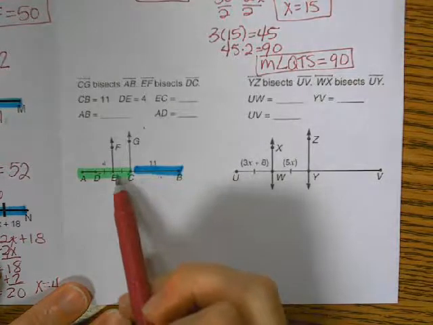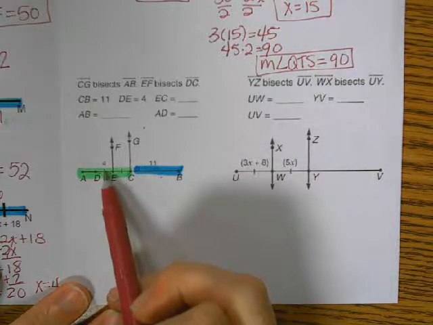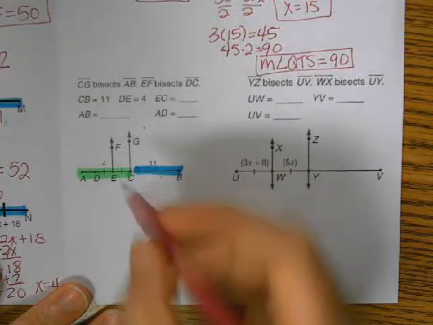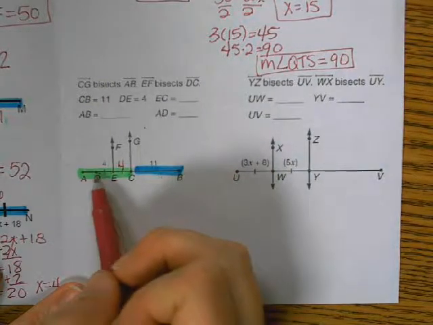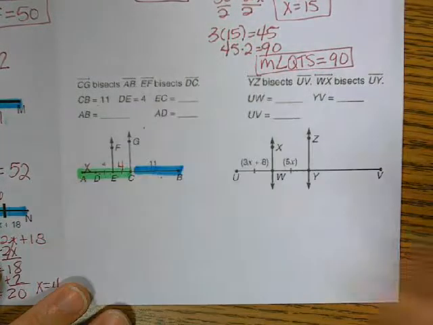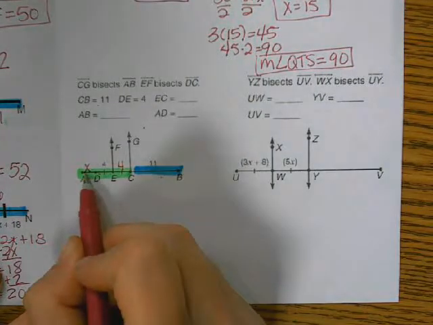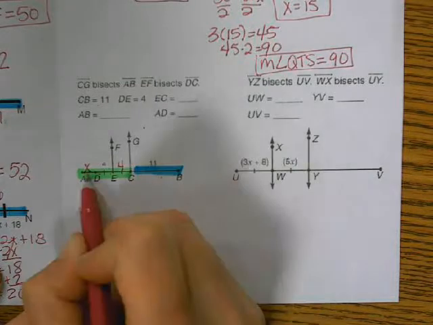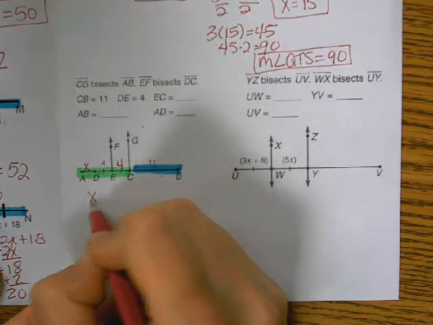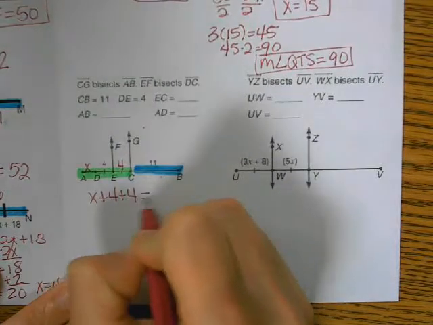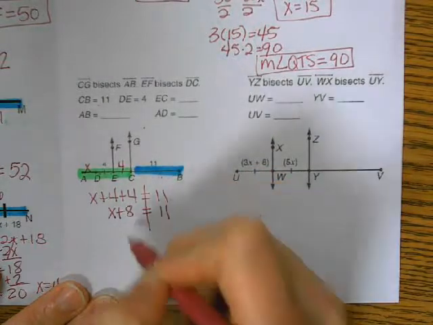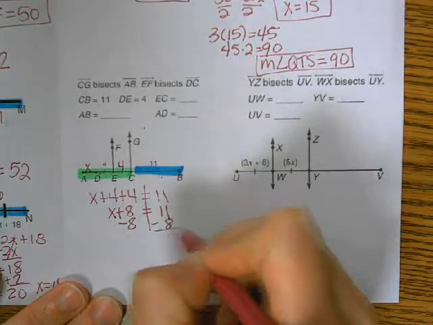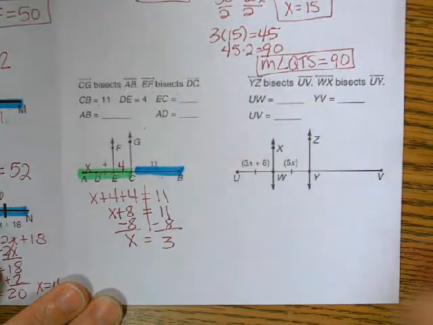And then it marked EC with a little tally mark just like this. So I know that this little part right here is also going to be 4. And I don't know how long this piece is, so I'm going to put X. So I know that the green part equals the blue part. So X plus 4 equals 11, and now I just solve it. X plus 8 equals 11, minus 8, X equals 3.